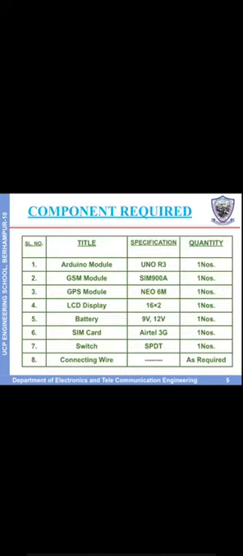Moving on. This system connects to a series of satellites to determine the location. It uses the position of 3 or more satellites from the global navigation satellite system and its distance to determine latitude and longitude. Moving on. These are my components required: Arduino module, GSM module, GPS module, LCD display, battery, SIM card, switch and connecting wire.